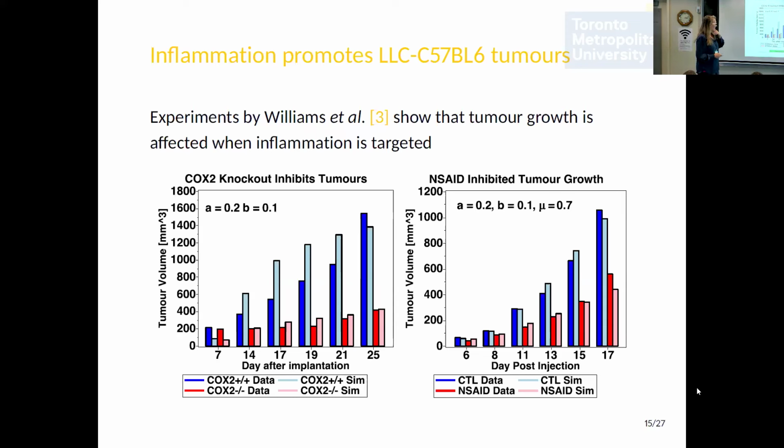And so that's showing the tumor volume with inflammation, so that's dark blue, or without inflammation, so that's the red. And so this is really showing that inflammation is the cause of this much growth in the mouse model.